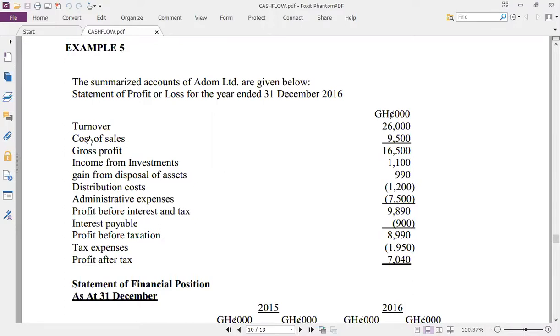So let's count through. Income from investment, we look at it. Gain from disposal, we look at it. Admin expenses, distribution cost, 1,002, admin 1,007. Look at all of them too. Profit before interest and tax is there. Interest payable, that is 900. And then profit before tax. So interest payable is 900.